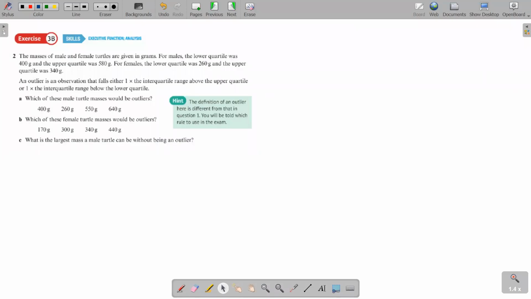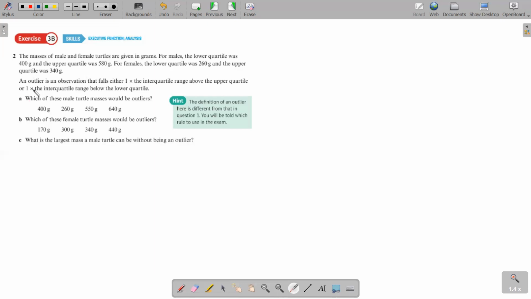Okay, so now I'll move on to question number 2 in exercise 3B. So we will continue with questions regarding outliers. In question number 2, they say the masses of male and female turtles are given in grams. For males, the lower quartile was 400 grams and the upper quartile was 580 grams. For females, the lower quartile was 260 grams and the upper quartile was 340 grams.